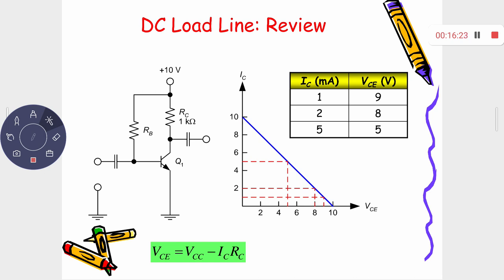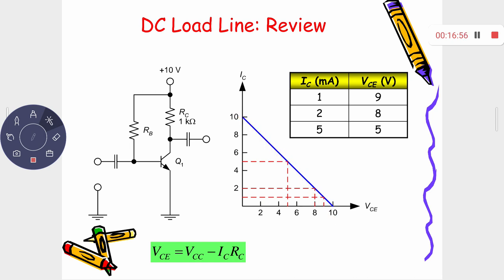On the other hand, if IC is equal to 2 milliampere, then VC is equal to 8 volt. And if IC is equal to 5 milliampere, then VC is equal to 5 volt. And accordingly, you can have so many values. This is basically your DC load line. Supply is at 10, so VC is equal to VCC, and what is the maximum value for IC? With 1 kilo ohm, 10 volts by 1 kilo ohm, that means 10 milliampere. So this is the maximum value for IC, this is the maximum value for VC, and this is the fluctuation, this is the load line.